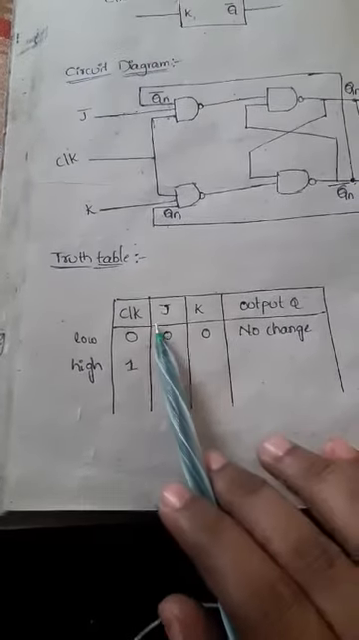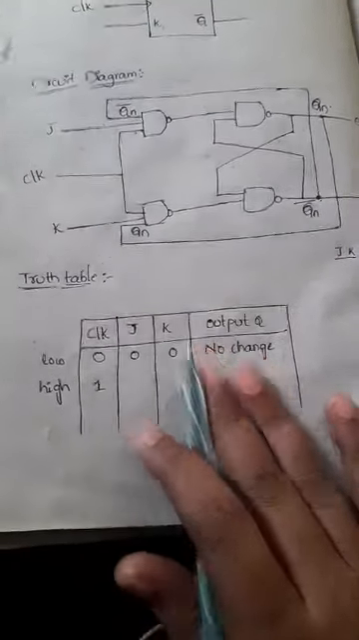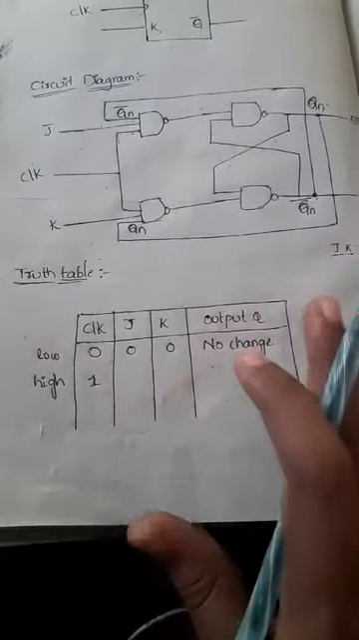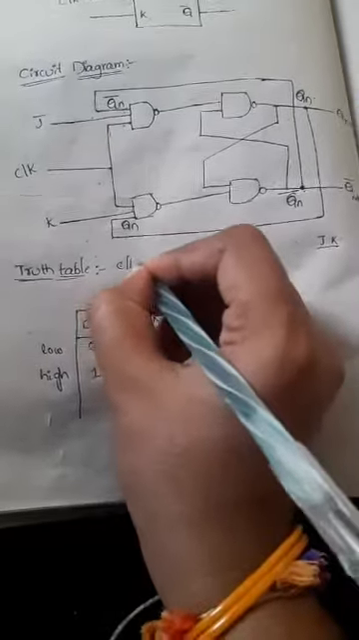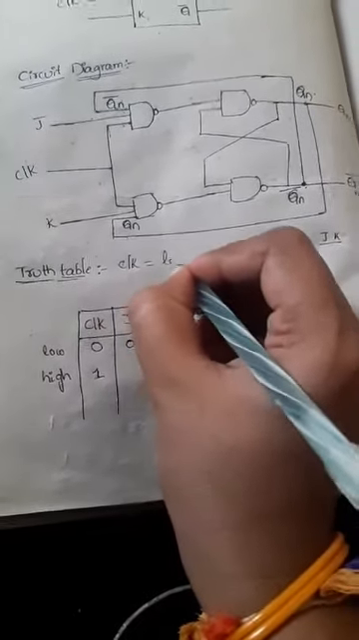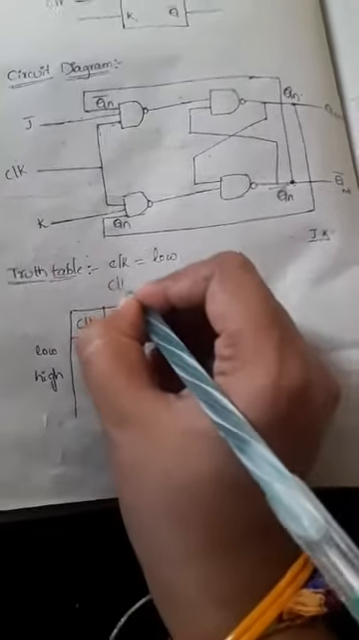Okay, so now we'll see the working principle of the JK flip-flop. Here, the working principle is nothing but implementing the truth table. First of all, we should mention that the clock has two cases: the first case is whenever the clock is in the low part, and the second is whenever the clock is in the high part.